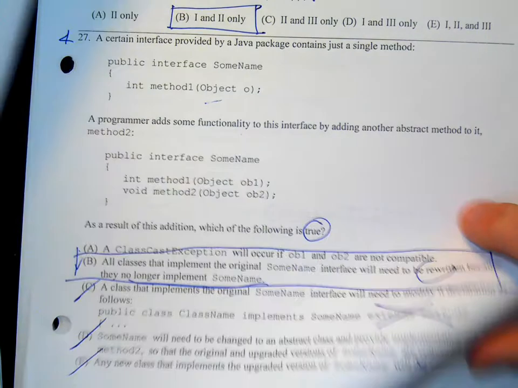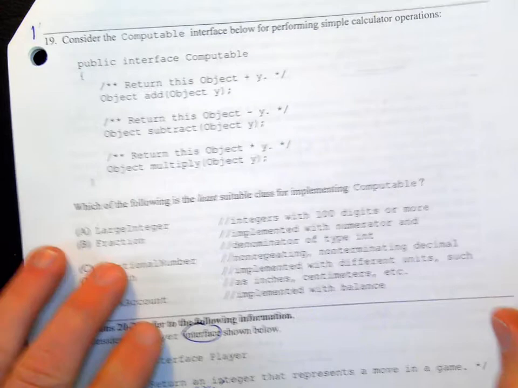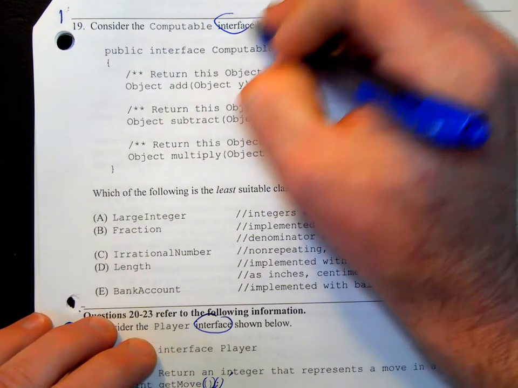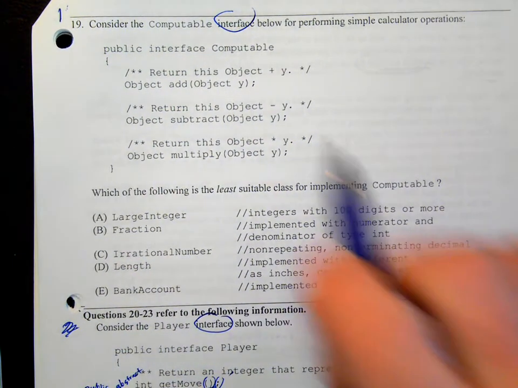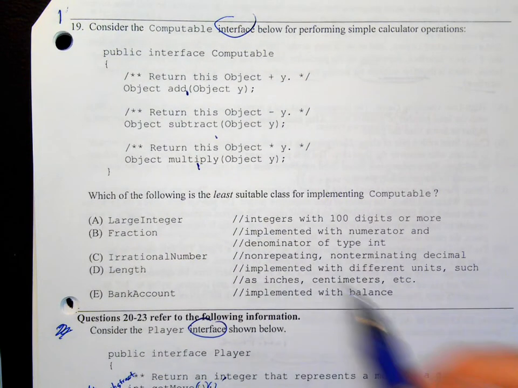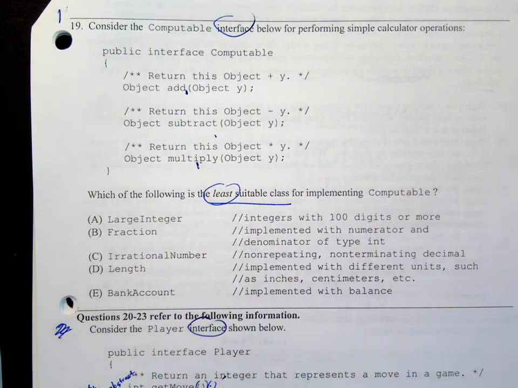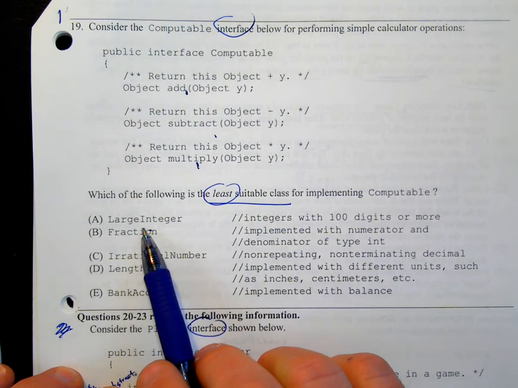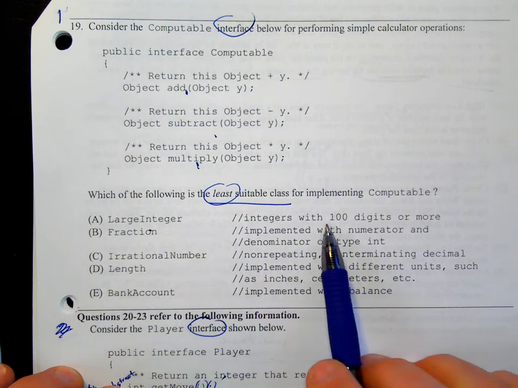I'm just trying to see if there are any other questions. I guess 19 says consider the Computable interface, simple calculator operations: add, subtract, multiply. These are all abstract. Which is the least suitable class for implementing Computable? I don't know, don't stress too much about these. Read what they say. It's good information, but I don't think you're going to have to do this on an A/B test.